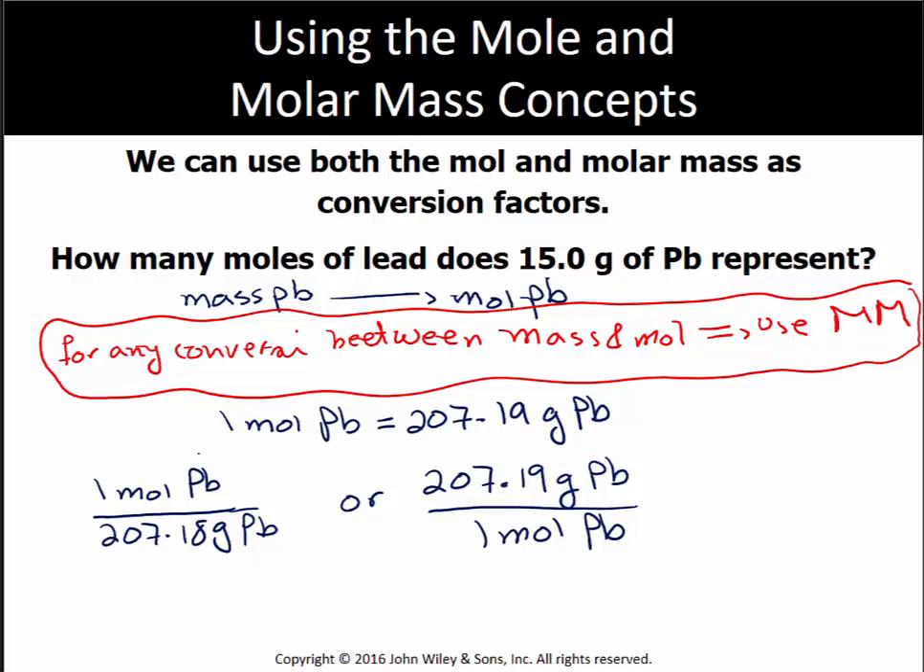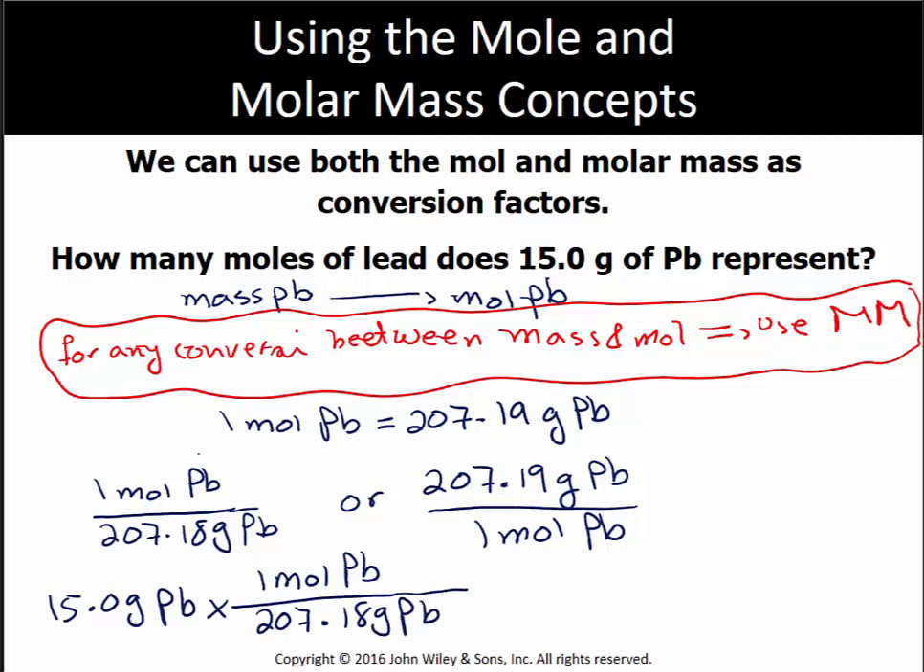Now let's start with what's given to us. What's given to us is 15 grams of lead. In between these two conversion factors, you want to choose the one in which grams of lead cancel out, and you want to end up with only moles of lead. So I'm going to choose the first one: 1 mole of lead is 207.19 grams of lead. Now mass of lead and mass of lead cancel out. That gives you the number of moles of lead.